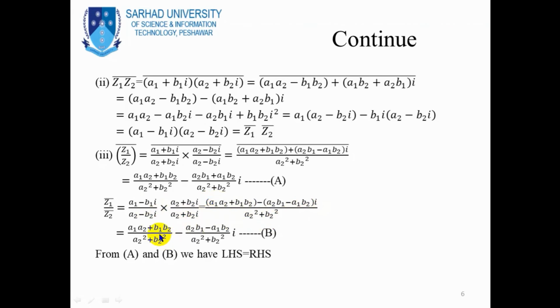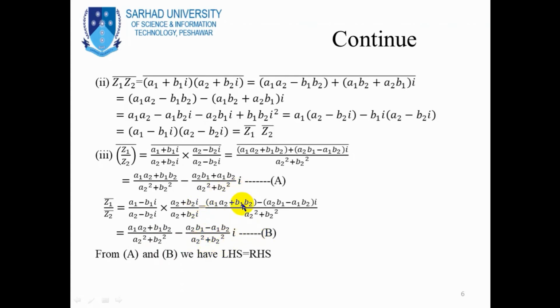Now write in the form of real part and imaginary part. We obtain (A1 A2 plus B1 B2) divided by (A2 square plus B2 square) minus (A2 B1 minus A1 B2) divided by (A2 square plus B2 square) iota. This is equation number B.